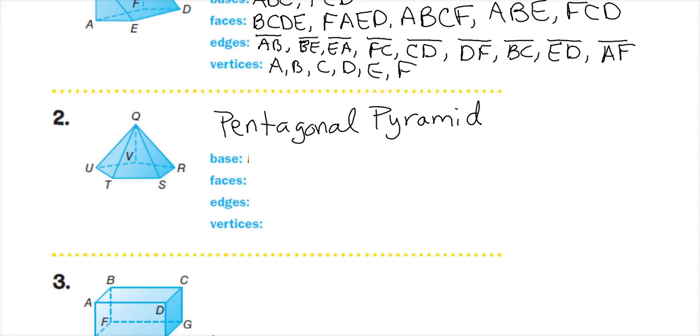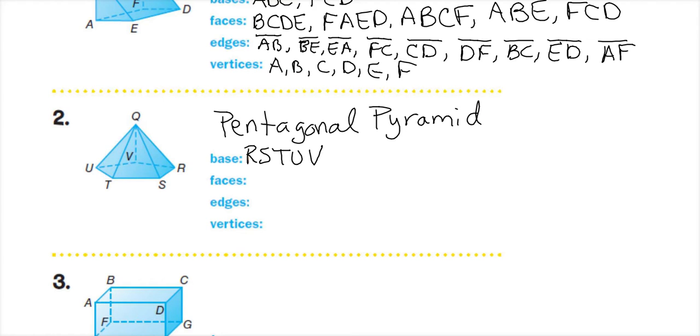We're going to name the base. The good thing about a pyramid is that there is only one base. So we're just going to go in alphabetical order. We're going to say it's RSTUV. Then we're going to name each of the faces.